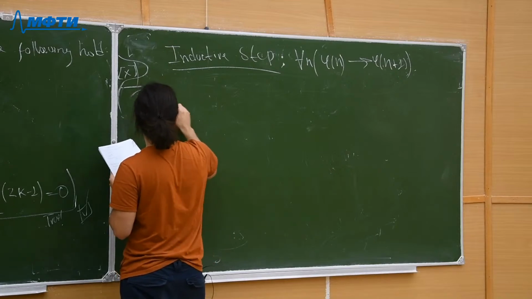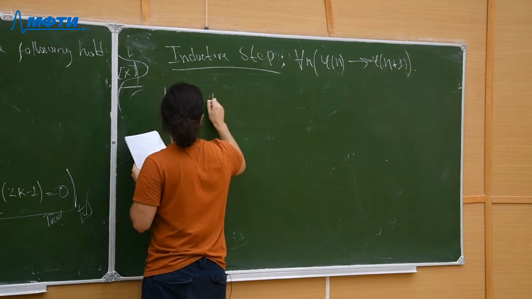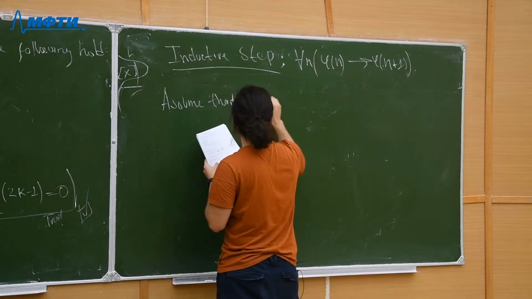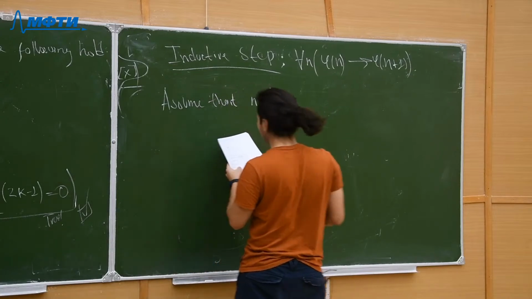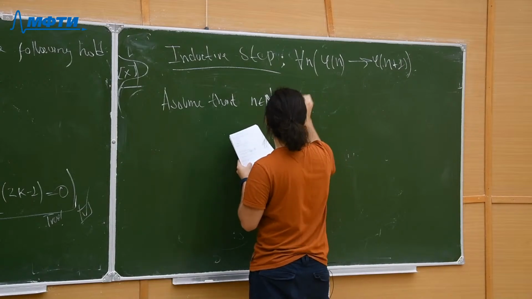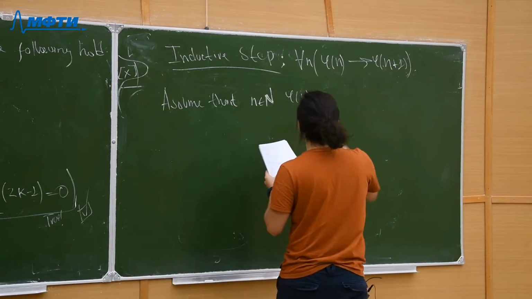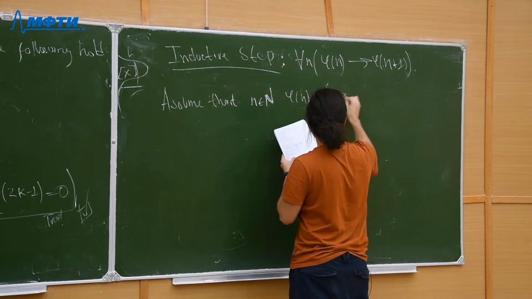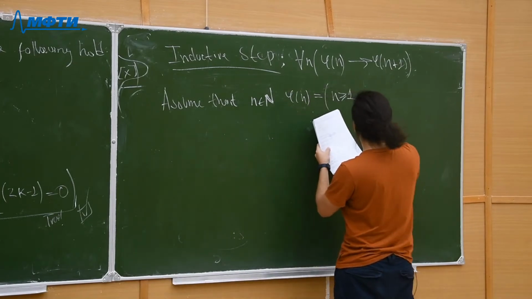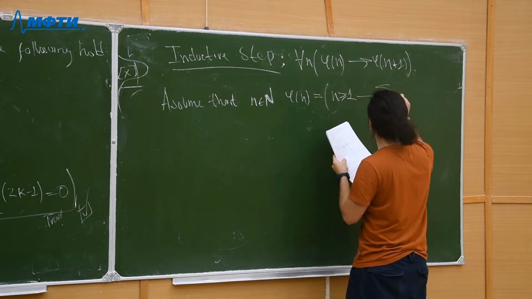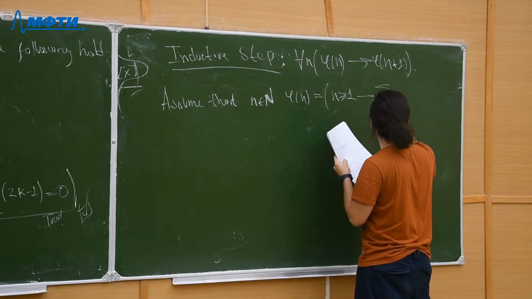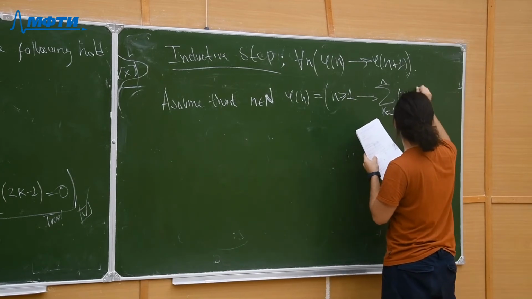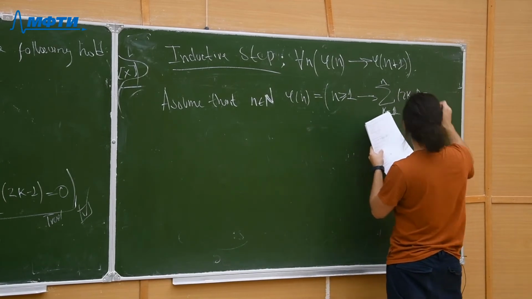So assume that for n natural, phi of n holds. So that for n at least 1, the sum from k=1 to n of 2k minus 1 is equal to n squared.